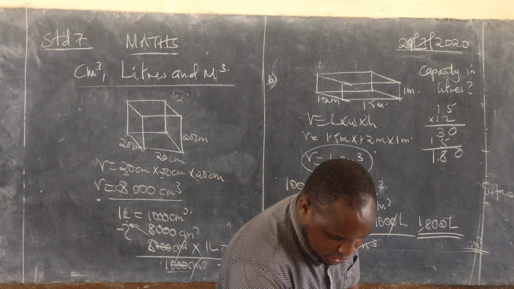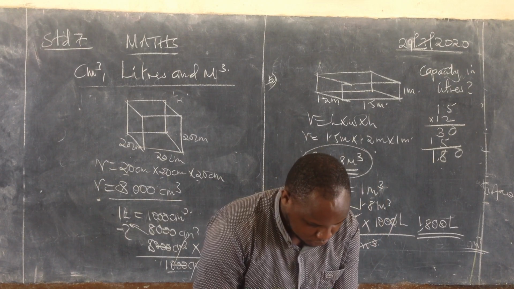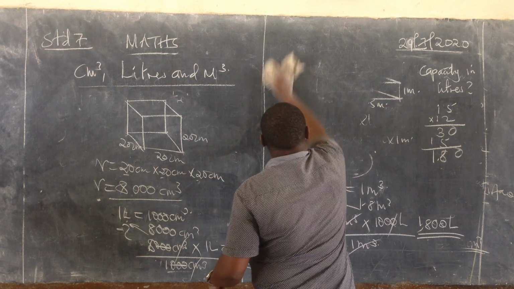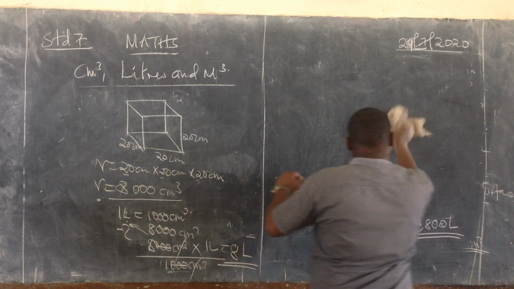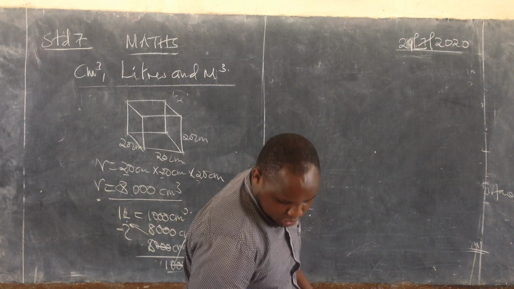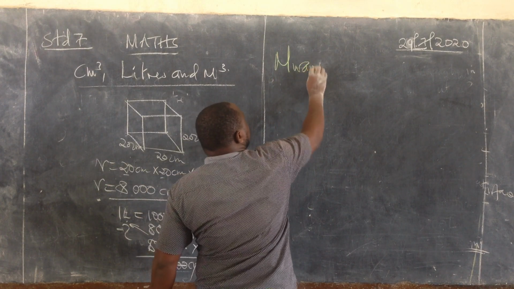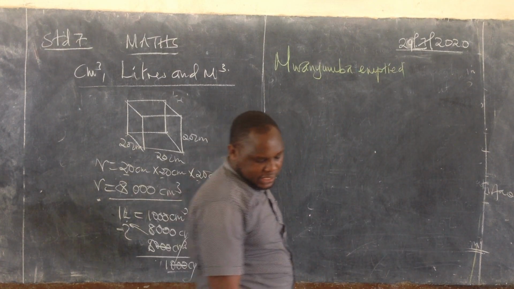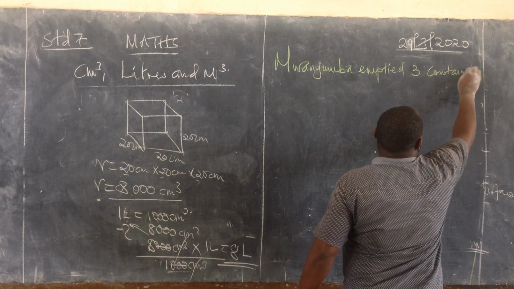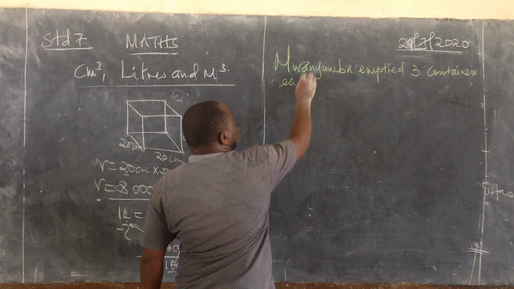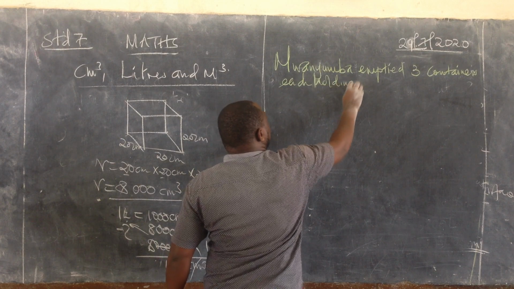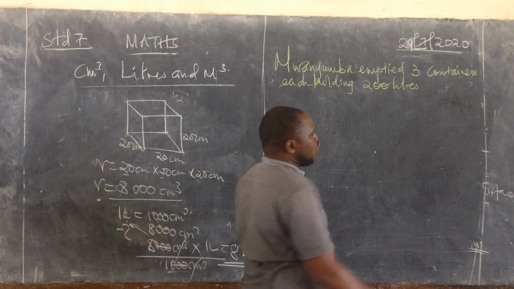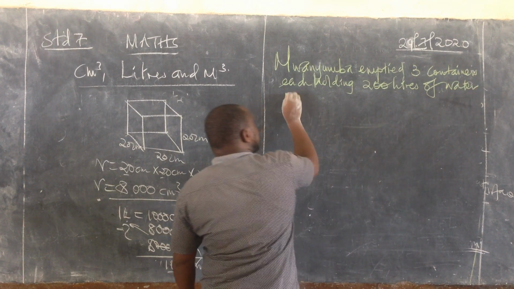So in this exercise, exercise 8-9, that is exactly what you are supposed to do. Let me write the final question before I give you some work to do. Whereby you are given a question: Manyumba took some water and emptied three containers, each container had 2,000 liters, 2,000 liters of water into a can.